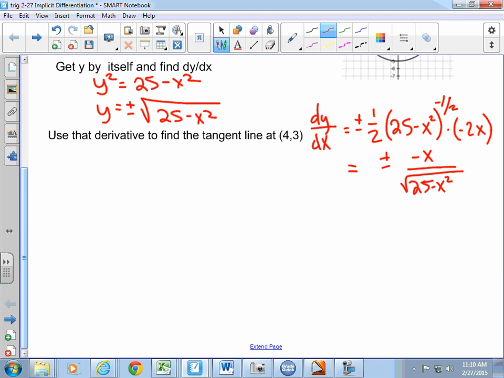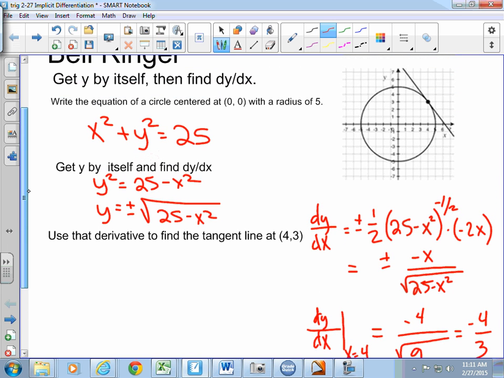Questions so far? So if you plug in 4, you get, the notation for this is dy/dx at x equals 4 is equal to negative 4 over the square root of, what's 25 minus 16? Plus or minus 4/3. Well, I'm going to go look at the picture really quick. That tangent line at the point 4, 3 is negative, isn't it? And it's slanted down.